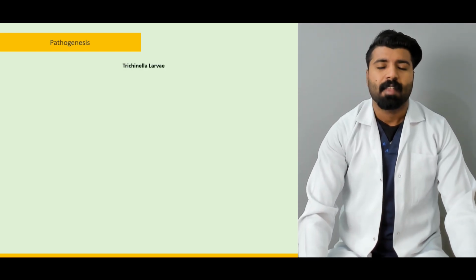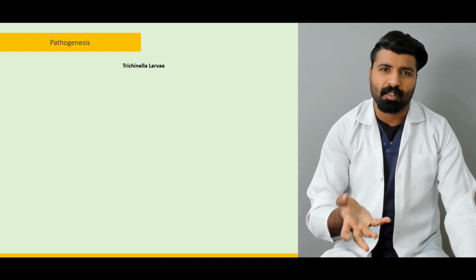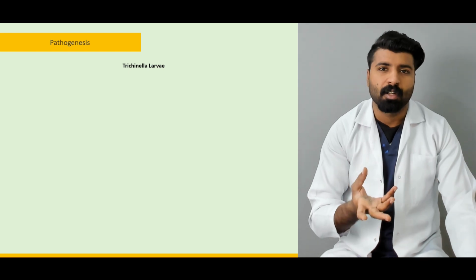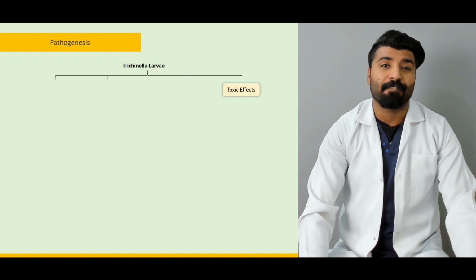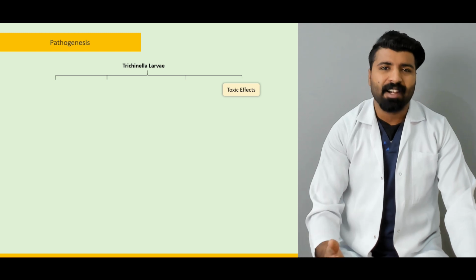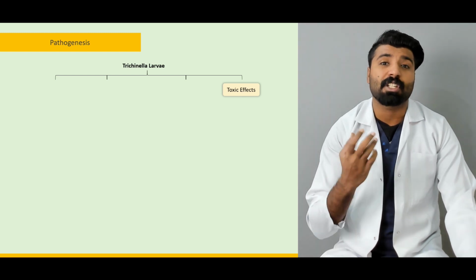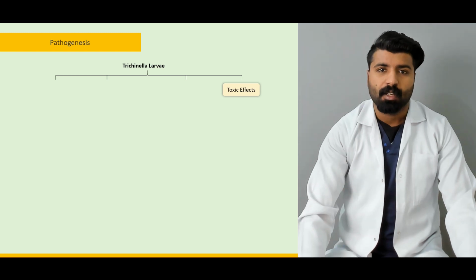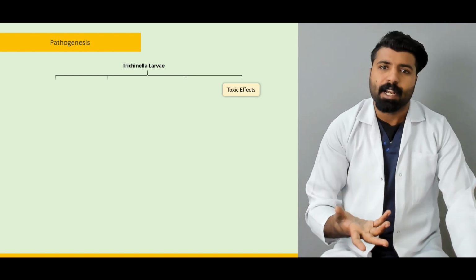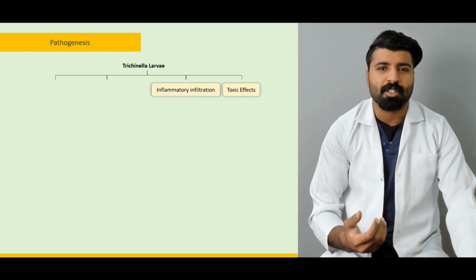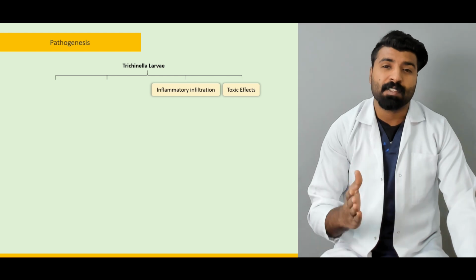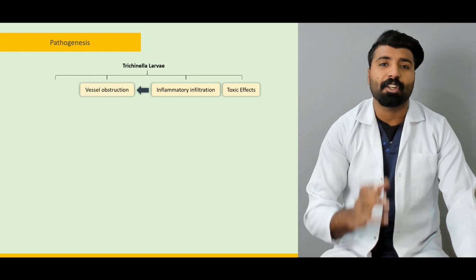So what happens is that we have this Trichinella larva, right? The start of everything. So what's going to happen? It's going to have these toxic effects. Toxic effects how? Being a parasite, it has these toxic effects in which it will destroy everything that comes in its way, just to propagate, just to invade your body. So it has these inflammatory infiltrations which will affect what? Which will affect your vessels.